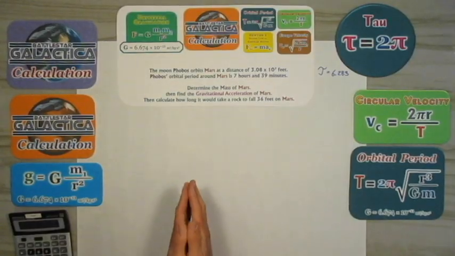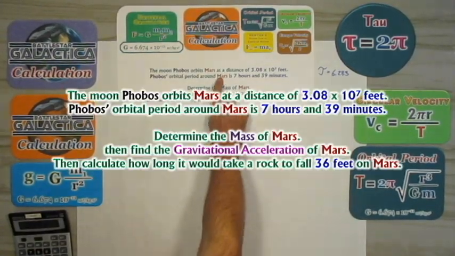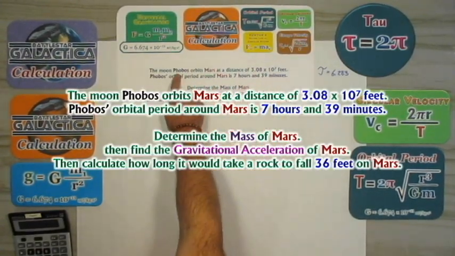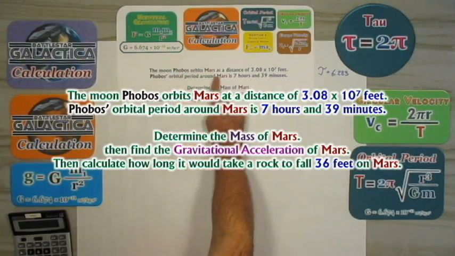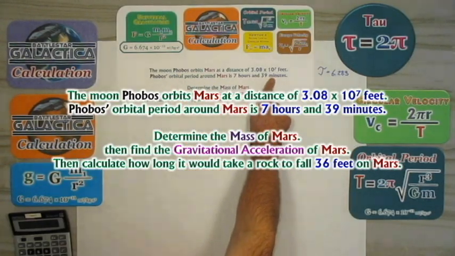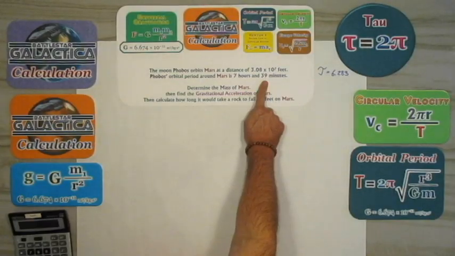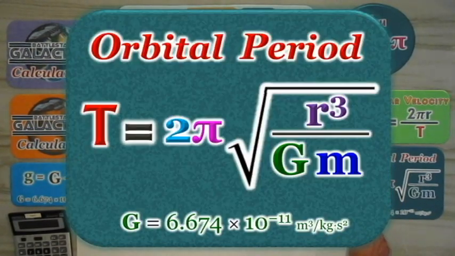Okay, so what are we going to use here? Because we have the distance that the moon is orbiting and we have the orbital period, we are going to use this calculation right here. We're going to use this to find the mass of Mars.